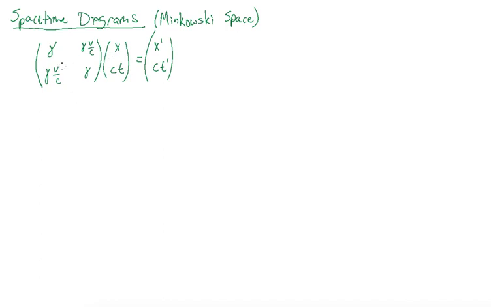We'll just do a quick matrix multiplication. So this row times this column gives us gamma x here times here plus gamma v over c times ct. That means the c's cancel, and it's gamma vt, and that has to equal x prime. And if we factor out that gamma, you get gamma times x plus vt is x prime. Okay, and that's one of our Lorentz transformations.